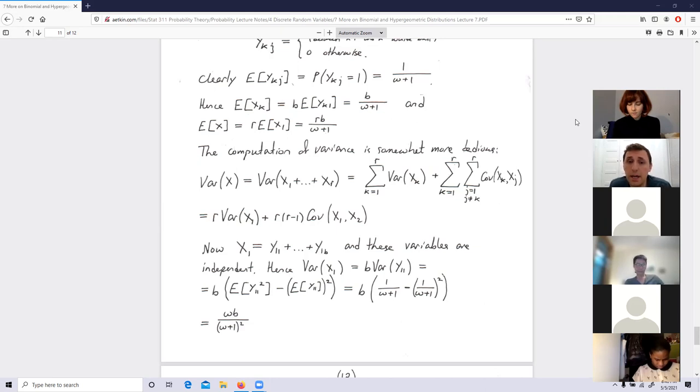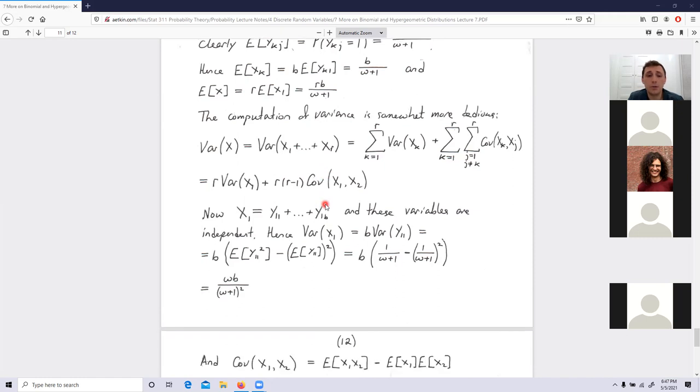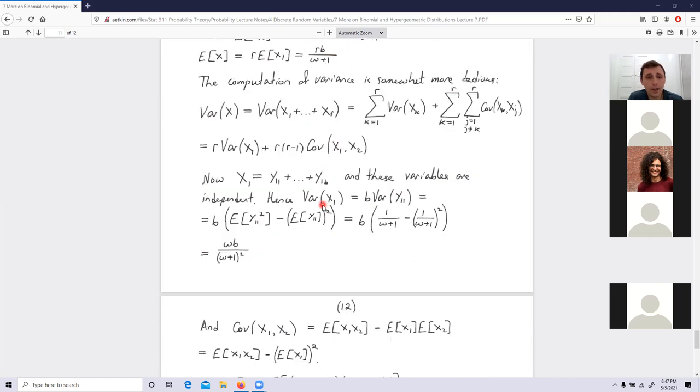And multiplying it by R times R minus 1, because in the covariance we have every combination of every Xi with every Xk, and twice they meet, right? So X1 meets with X2 and X2 meets with X1, twice. So we have this R times R minus 1.